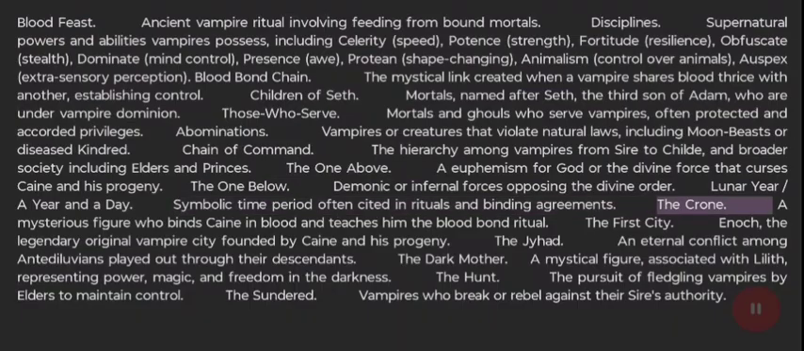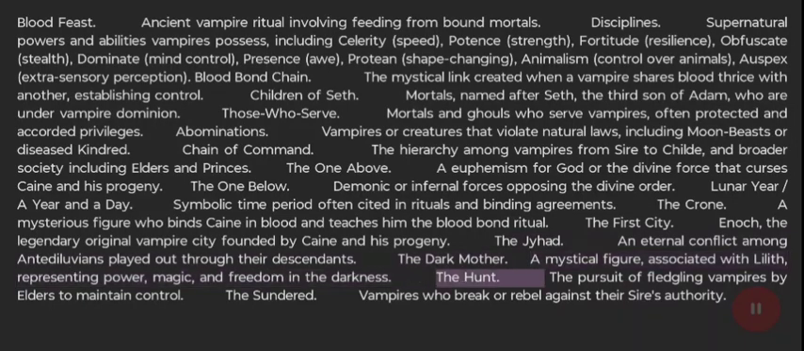The Crone. A mysterious figure who binds Cain in blood and teaches him the blood bond ritual. The First City. Enoch, the legendary original vampire city founded by Cain and his progeny. The Jihad. An eternal conflict among antediluvians played out through their descendants. The Dark Mother. A mystical figure, associated with Lilith, representing power, magic, and freedom in the darkness.